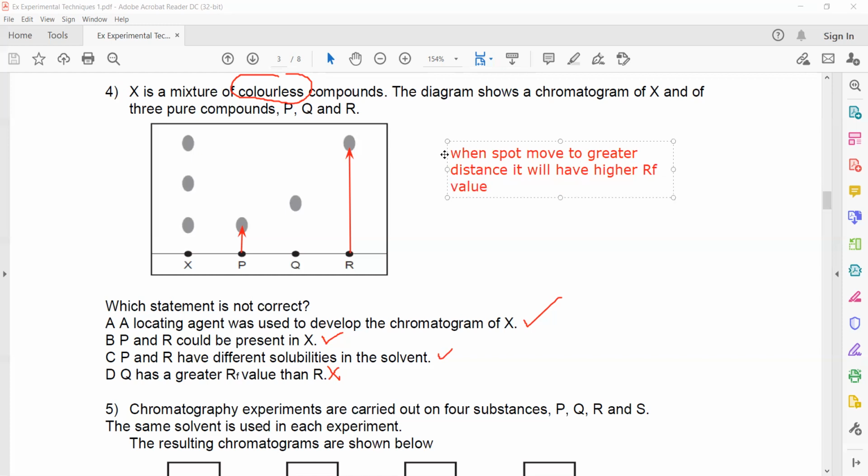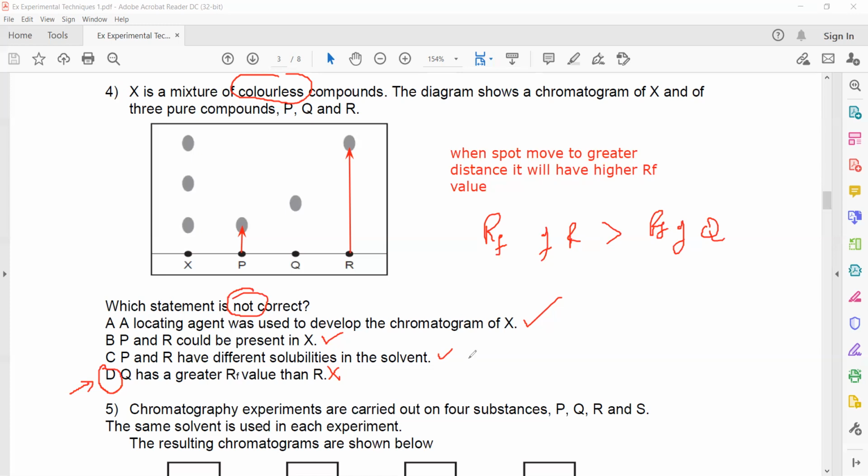So when a spot rises to a greater distance, it will have a higher RF value. So the RF value for R will be greater than the RF value of Q. But the statement written says that Q has a greater RF value, and they're asking which is not correct. So D is not the correct statement.